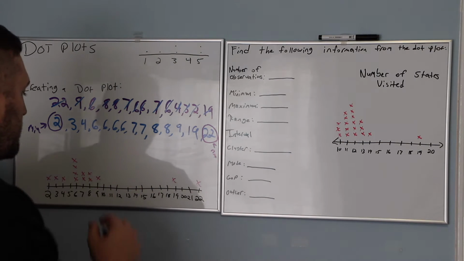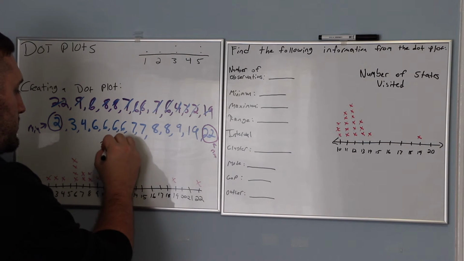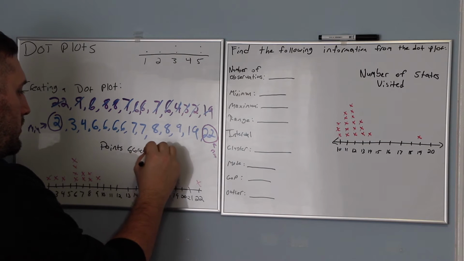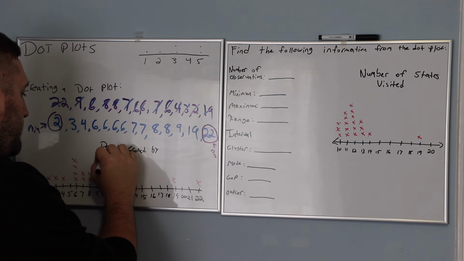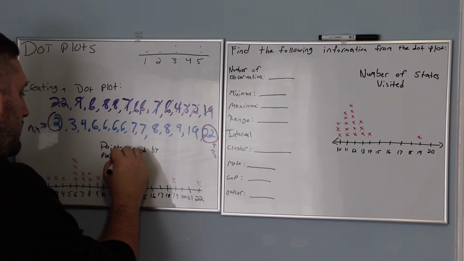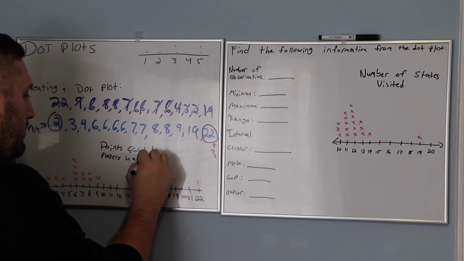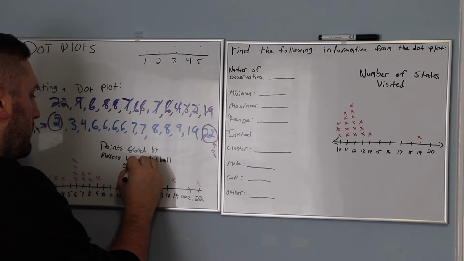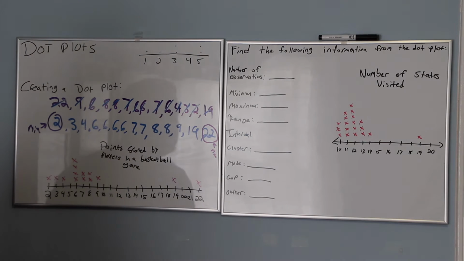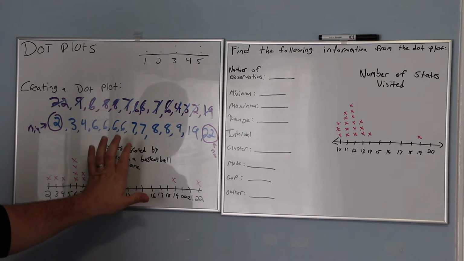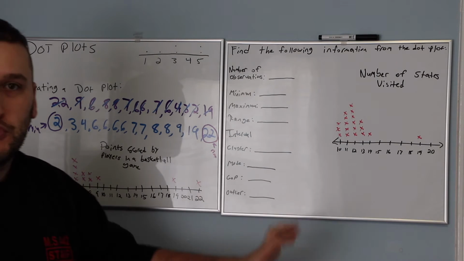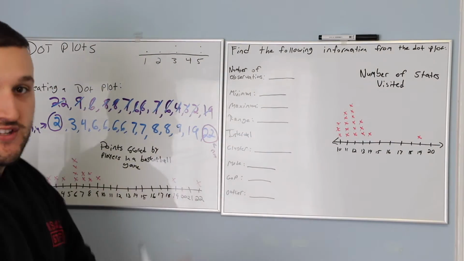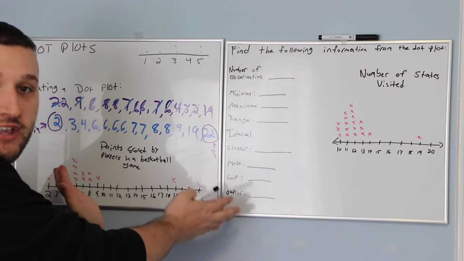I just have the space up here, so I'm going to title it as points scored by players in a basketball game. Right? So you need to have that title, because if I didn't have that title, this would just look like a number line with a bunch of X's on it, and we would have no idea what this represents. What is this? What am I looking at? Right?